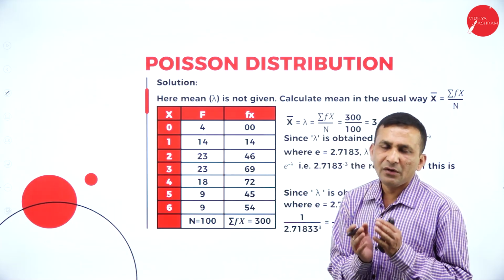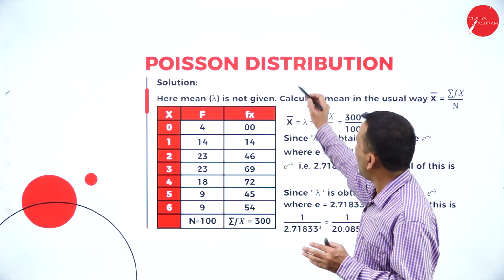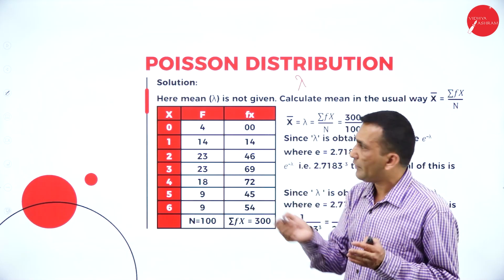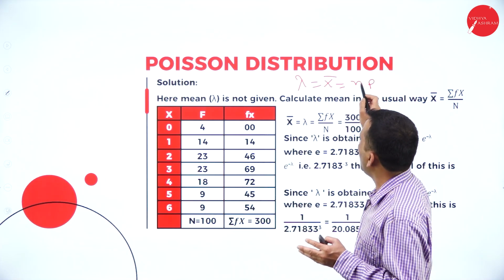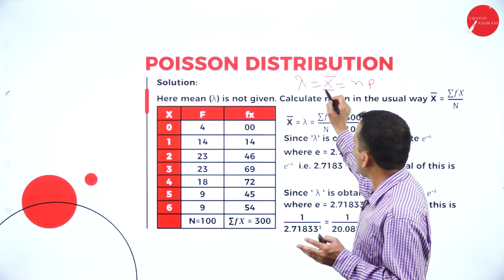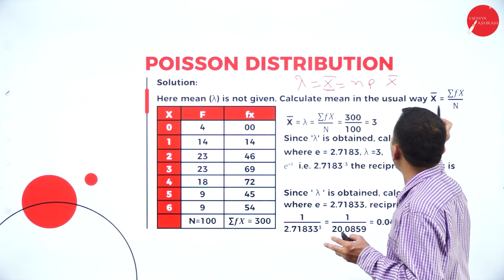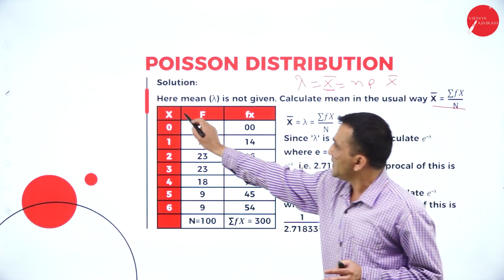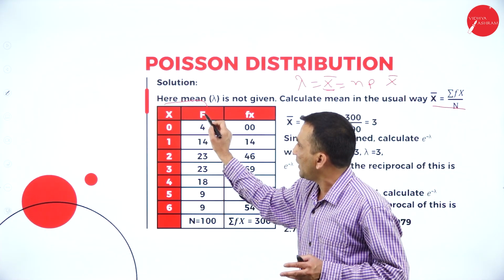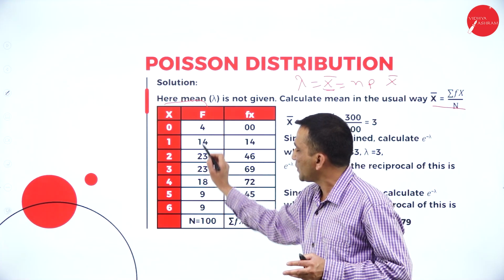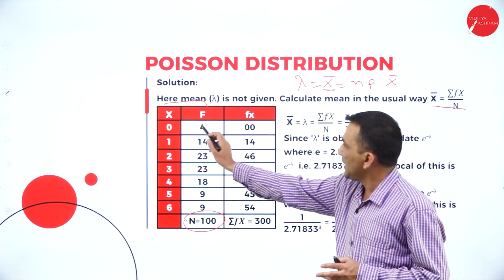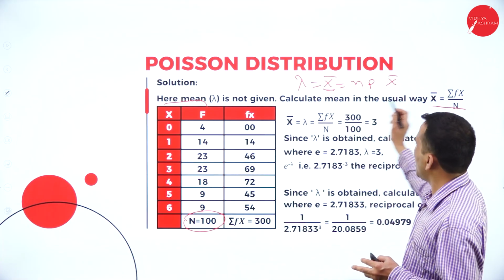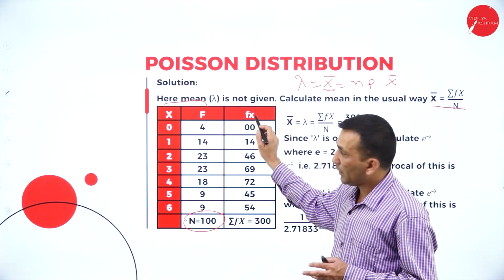For that reason we need to identify the value for lambda. The lambda is always equal to x bar, or you can write it as np. To extend the x bar value, the formula is very simple. The observation value and observation frequency are given in the question. If you take the total of the observation frequency, you are getting 100. So using the formula, now we construct one more table.